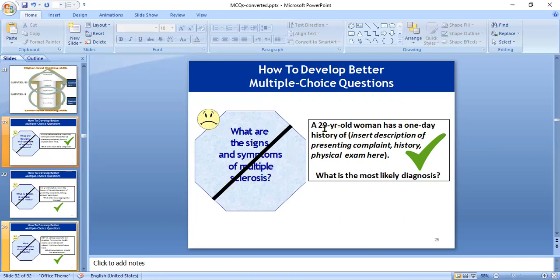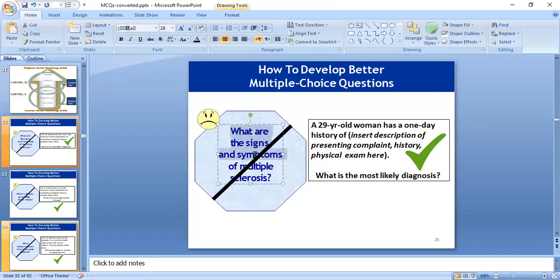The signs and symptoms should be put in that vignette, and then instead of asking the signs and symptoms of multiple sclerosis, it should be asked what the diagnosis is for these signs and symptoms. So actually, this is a context-free MCQ, and this is the context-rich MCQ. As we know, asking about signs and symptoms and treatment are higher level. So such MCQs of the higher level of the cognitive domain should be context-rich MCQs.